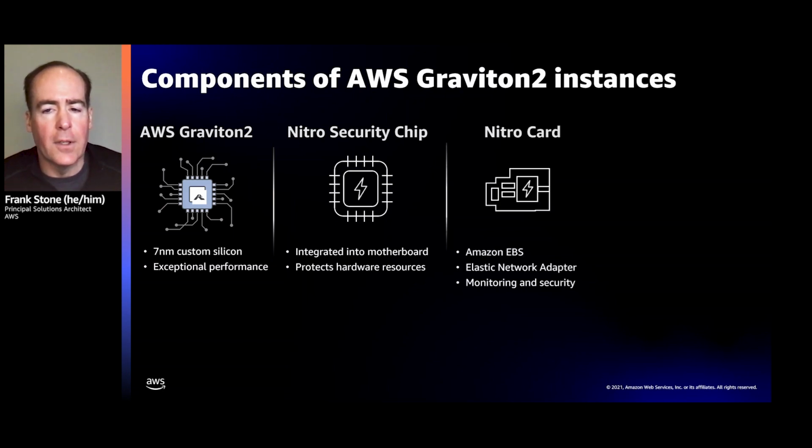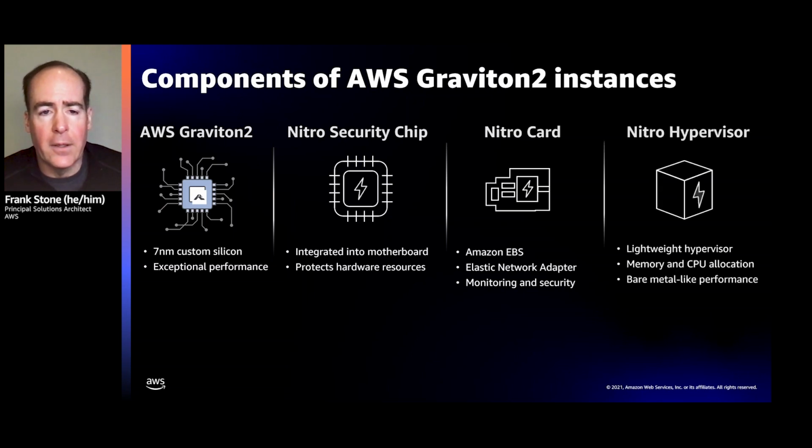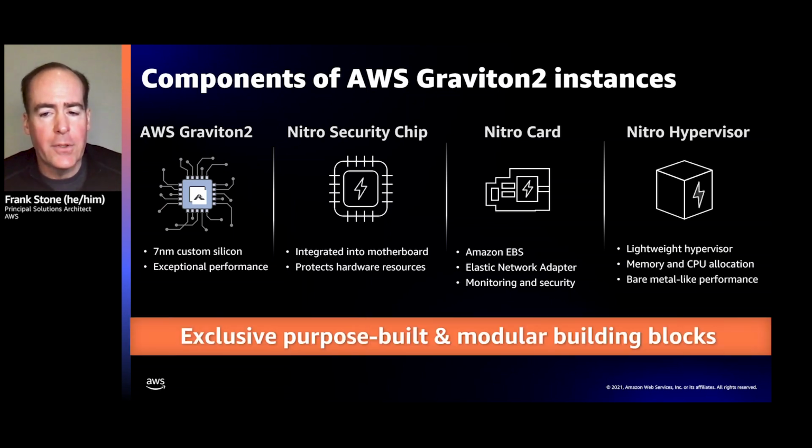Then there's the Nitro card itself, which unloads many of the traditional software needs of the hypervisor onto its own hardware, allowing for much better performance of the hypervisor with a much lighter footprint. The Nitro card handles interfacing devices such as our storage devices, Amazon EBS or Elastic Block Store, or our network devices, Amazon Elastic Network Adapters or ENAs, and also provides additional monitoring and security for those interfaces. And finally, with the security chip and the Nitro card, the hypervisor can be very light, and it handles the memory and CPU allocation with bare metal type performance. These purpose-built and modular building blocks give the Graviton 2 based instances tremendous performance.